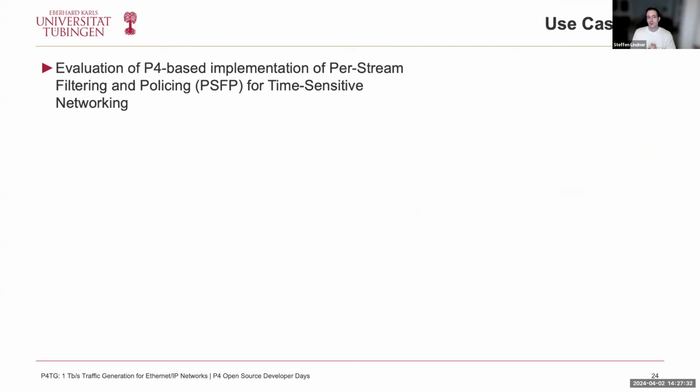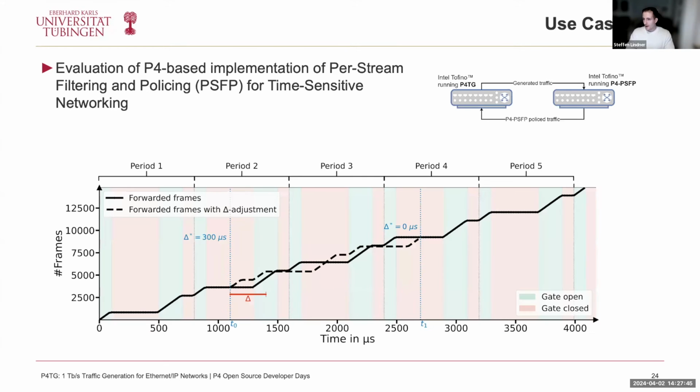Another use case was an evaluation of another P4-based implementation that we recently did of a mechanism called per-stream filtering and policing, PSFP, which is a mechanism in time-sensitive networking. PSFP has a so-called gate scheduling mechanism where we can define time periods where traffic should be forwarded and time periods where traffic should be dropped. So a gate is either open, traffic is forwarded, or a gate is closed, traffic is dropped. These gate changes repeat in a periodic manner, but the change can be really fast, in the order of microseconds.